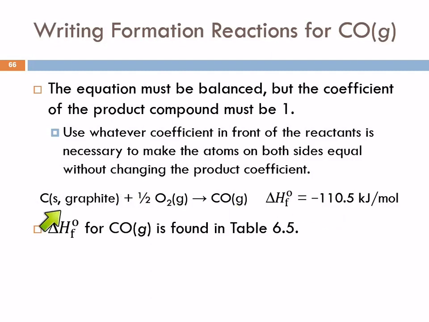So I'm making this formation reaction. This is the thing I'm interested in, the question would have been, write a formation equation for CO. And so I have to have elements in their standard states. I have to have the coefficient on my product as 1. These coefficients are going to be whatever is needed to balance the equation. These have heats of formation of 0, and so I look this up in the table, and this is the standard heat of formation for carbon monoxide.